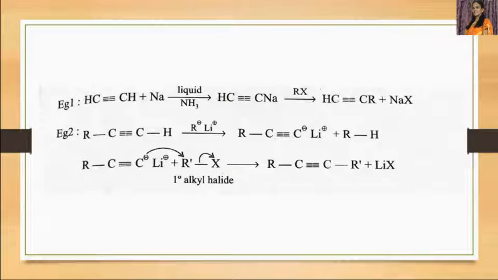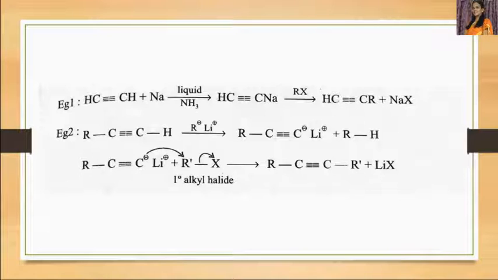So let's start with acetylene, treated with sodium in presence of liquid ammonia. Then we get sodium acetylide. The nucleophile is formed. Now this is treated with RX, an alkyl halide. Then what happens? Na and X are lost in the form of NaX. Then this part of the sodium acetylide acts as a nucleophile and abstracts this R, that is the alkyl group, to form a higher alkyne.